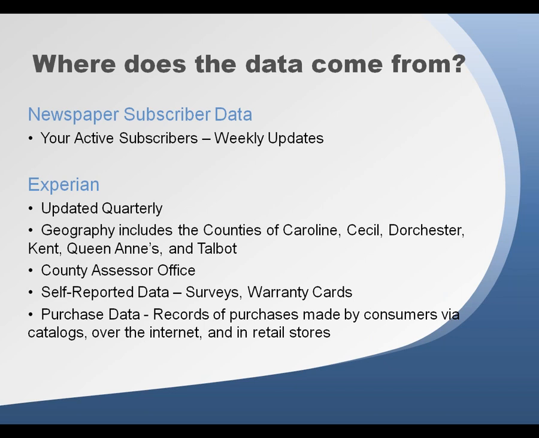We get a subscriber file that gets updated from you. So we actually get a file sent to us that tells us who's currently subscribing with you today. And then we have the consumer level demographic data, which comes from Experian. Experian is the company providing the demographic information. Their data is updated quarterly.